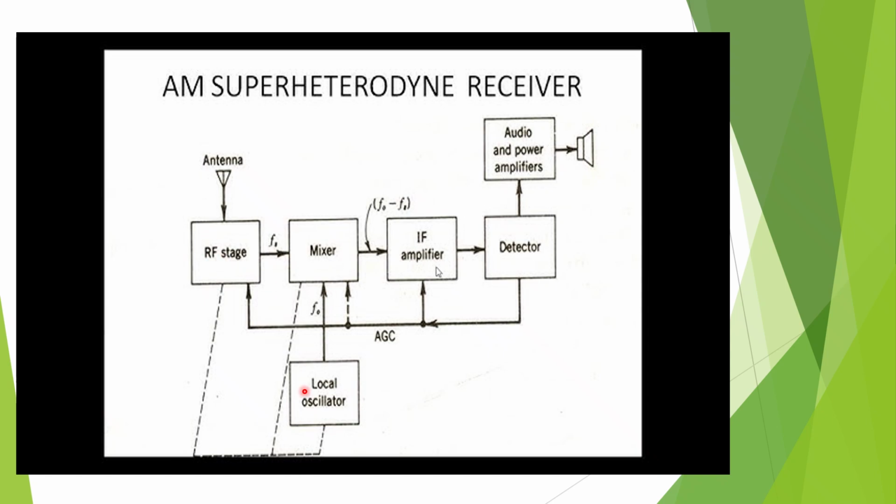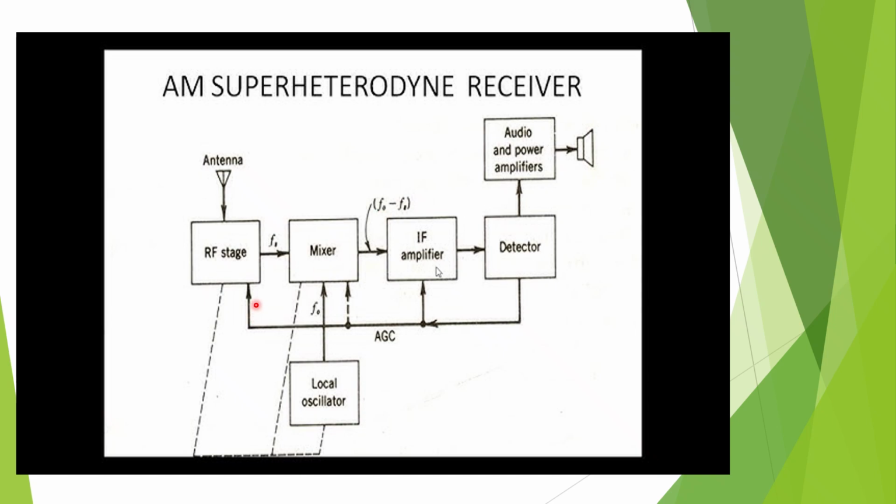Next, the mixer and the local oscillator. The output from the RF amplifier is given to the mixer, and the output of the local oscillator is also given to the mixer. Let us assume the output from the RF amplifier is Fs and the local oscillator is F0. They get mixed inside the mixer, and the output is F0 minus Fs. This is called the intermediate frequency signal.